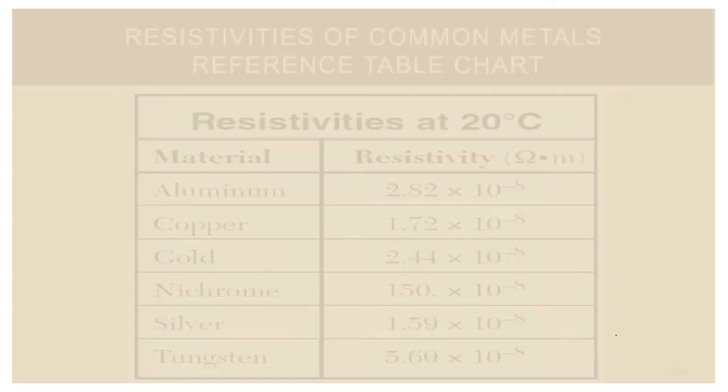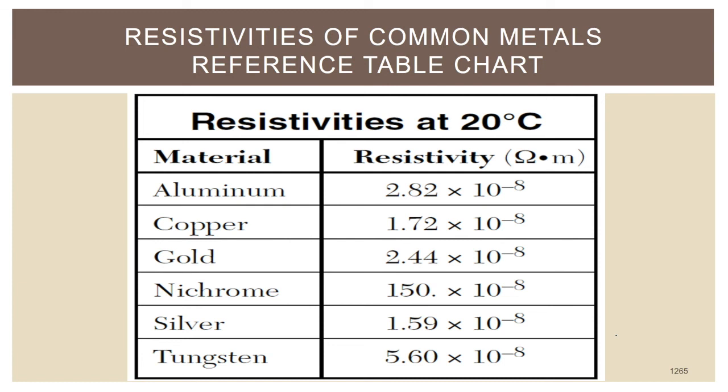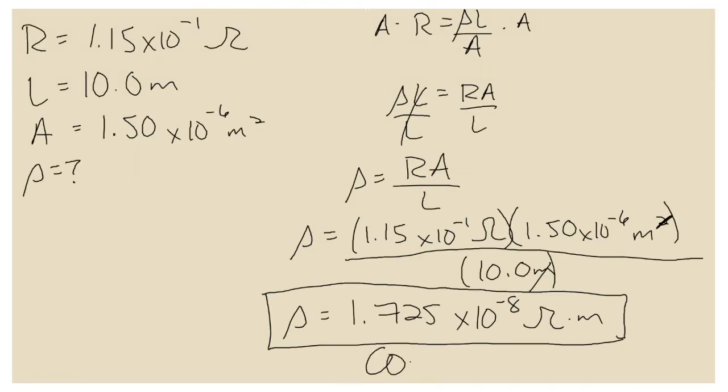All right, so if we go to our reference table chart here, we're looking for 1.725 times 10 to the negative 8, 1.725, and there we have it. This wire is made out of copper. Now, I want to be clear about one thing. I made this problem up. I didn't go too nuts about making sure it exactly rounded to 1.72 times 10 to the negative 8. It ended up being 1.725, and that's fine.